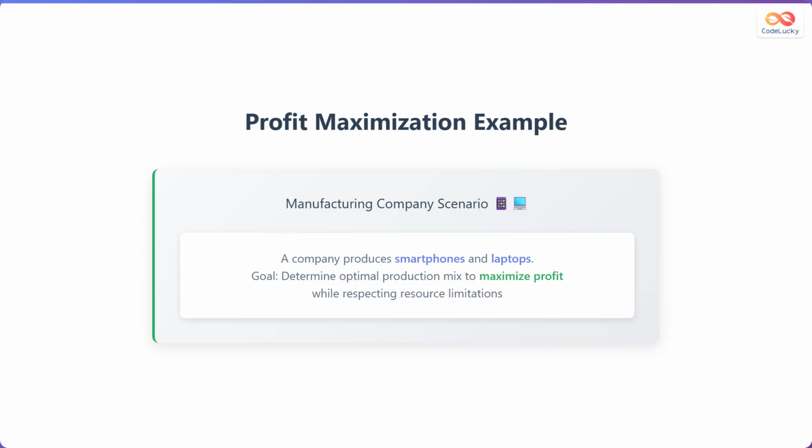Let us understand with the help of a manufacturing company scenario. Consider a company that produces smartphones and laptops. The goal is to determine the optimal production mix to maximize profit while respecting resource limitations.